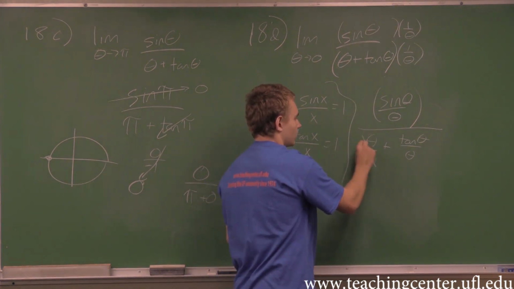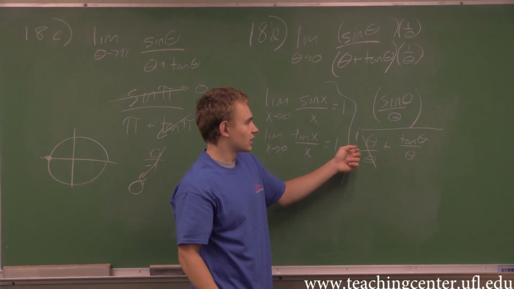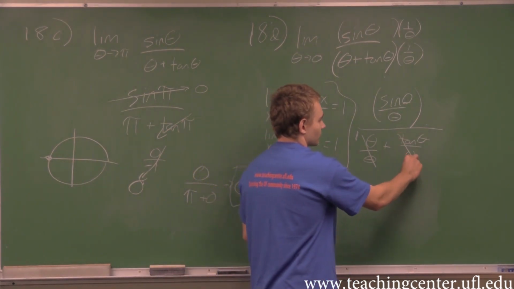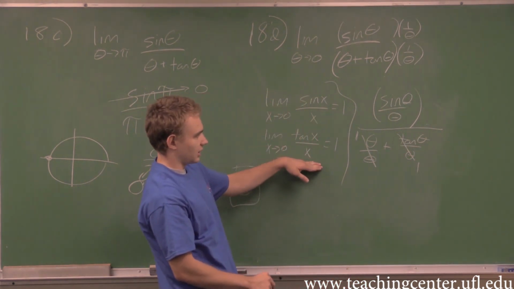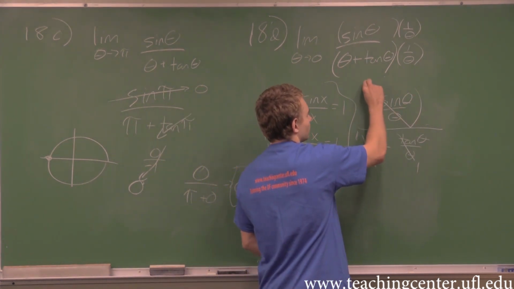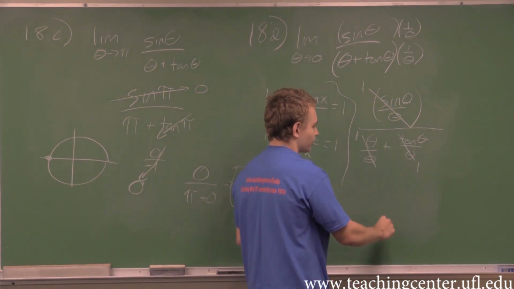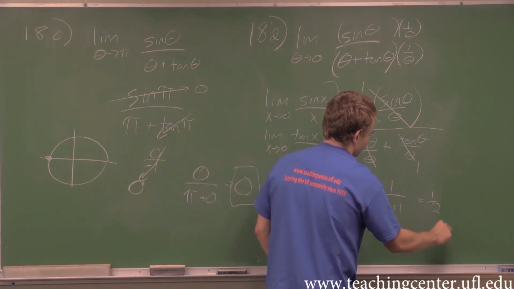So this is 1. Theta over theta, no matter what theta is, it's going to be 1. Tan theta over theta is also 1, based right here. Sine theta over theta is also 1. So we're left with 1 over 1 plus 1, which is equal to 1/2.